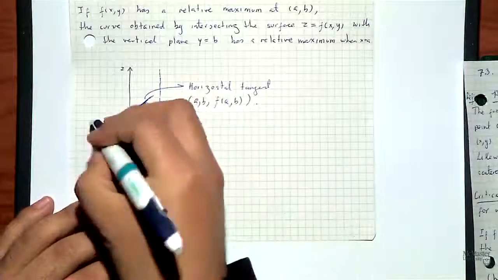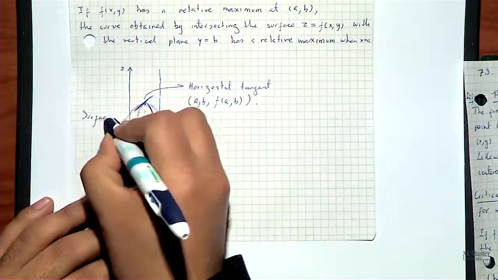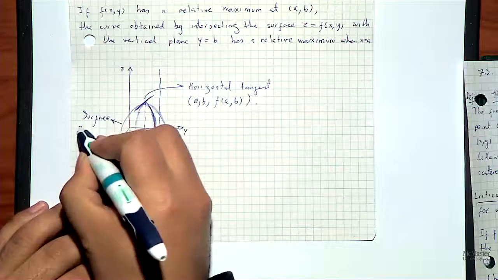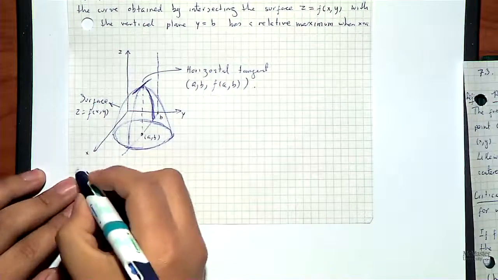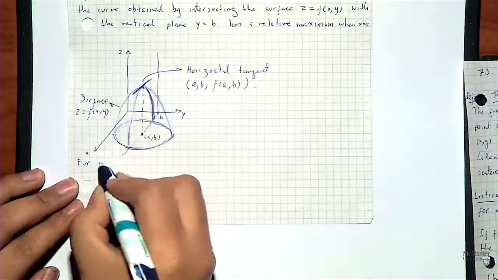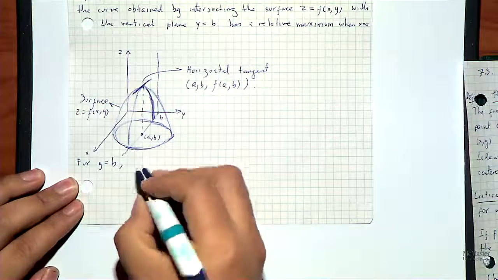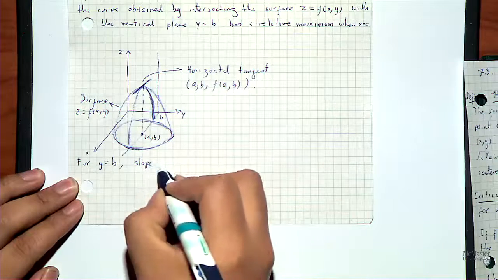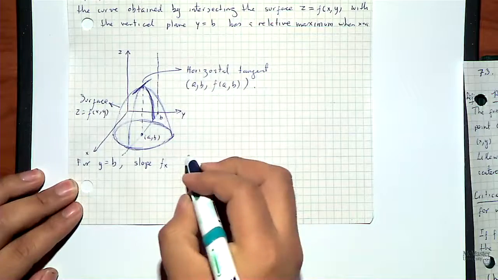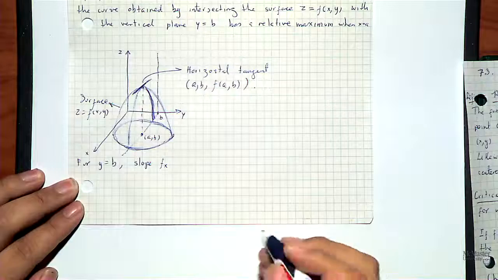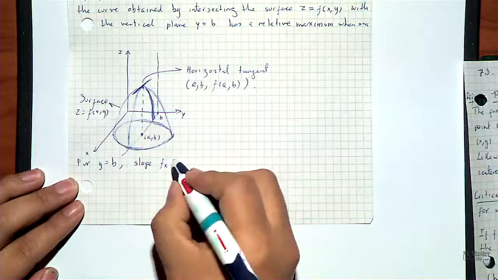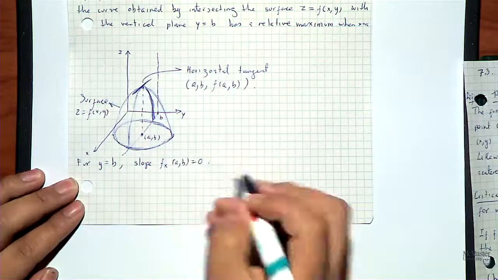And this is just the surface, z equal f of x, y. And to state that for y equal to b, the slope of the curve obtained, which is represented by the partial, because when you take the partial with respect to x, y is fixed, which is precisely the geometrical representation. At that point, the slope would be 0.